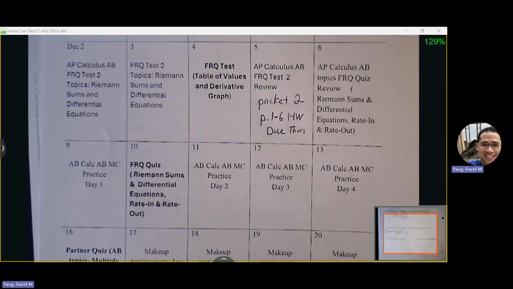Okay, I want us to pace ourselves through this packet and make sure we can get it done before next Tuesday's quiz. So your homework is pages 1 through 6, and this will be due on Thursday. Tonight, I just wanted you to focus on studying for your test. But we did the first few problems, and then you'll work up to page 6. So you'll show me pages 1 through 6. And again, your homework being done on time is going to add into your FRQ quiz.